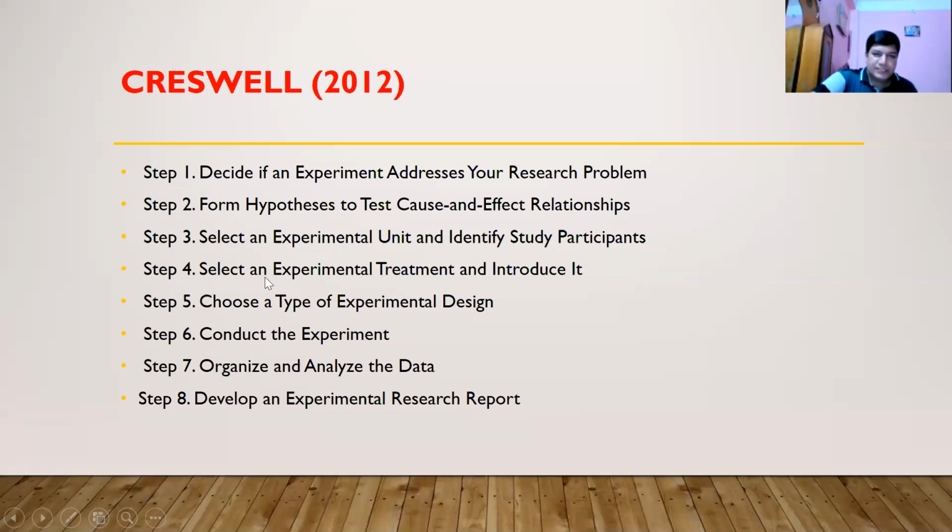So fourth step is select an experimental treatment and introduce it. So you select the experimental treatment or independent variable and apply that to the experimental group and choose a type of experimental design. There are different types of experimental designs. Different theories have developed different designs. So what particular experimental design you are going to use? Is it pure experimental design or quasi-experimental design? And in true experimental design also, there are variations. What specific true experimental design or what specific quasi-experimental design or any other type of experimental design you are going to apply in your particular research? You have to know about this.